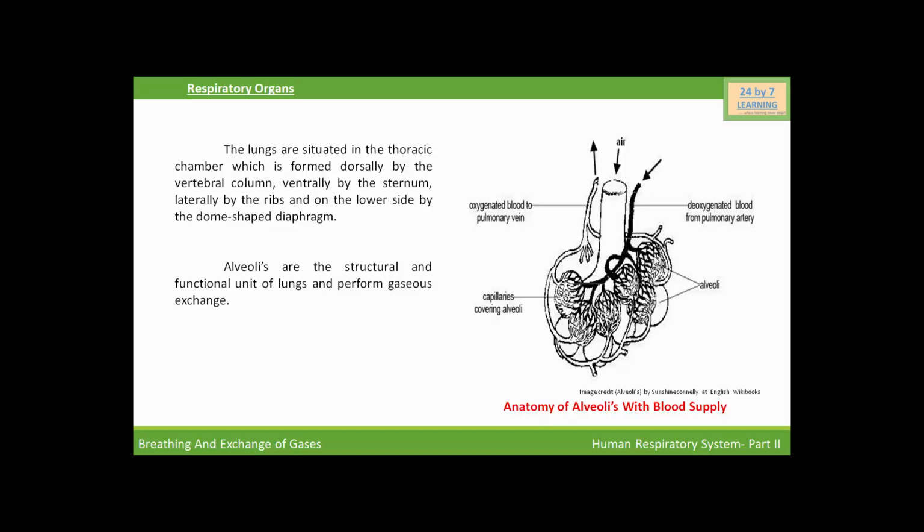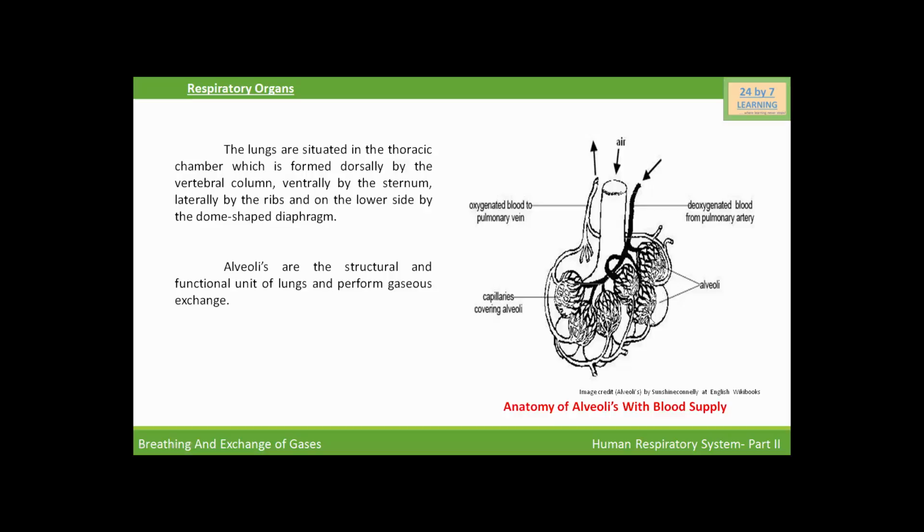There are about 300 million alveoli in the two lungs. The membrane of each alveolus is very thin and irregular and richly supplied with blood vessels. Due to the close contact of blood vessels with alveoli, the exchange of gases takes place easily.